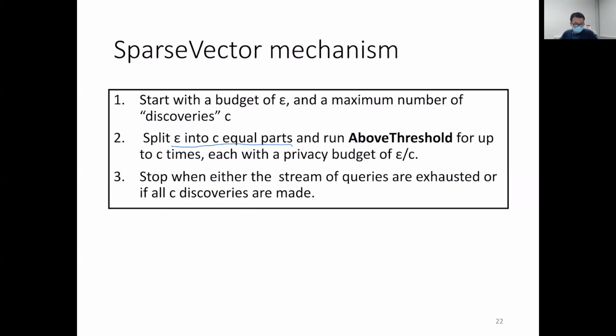And we will stop when either the stream of queries is done, when we finish all the items, or when all C discoveries are already made. Okay, so that's the sparse vector mechanism. You can already see that if we show that the above threshold mechanism is epsilon over C DP, then that implies that by composition, the sparse vector mechanism is epsilon DP.